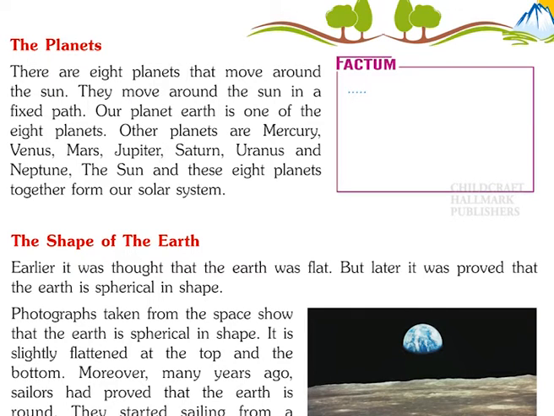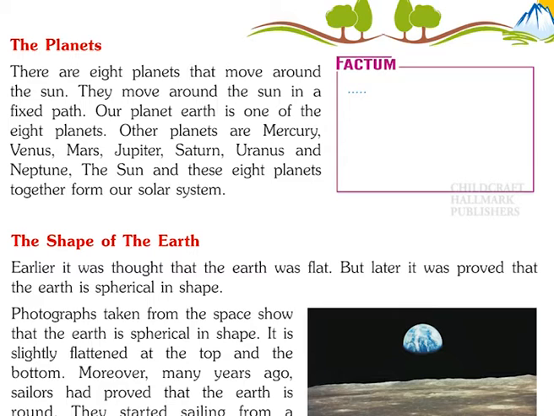Our planet Earth is one of the 8 planets. Other planets are Mercury, Venus, Mars, Jupiter, Saturn, Uranus, and Neptune. The Sun and these 8 planets together form our solar system.